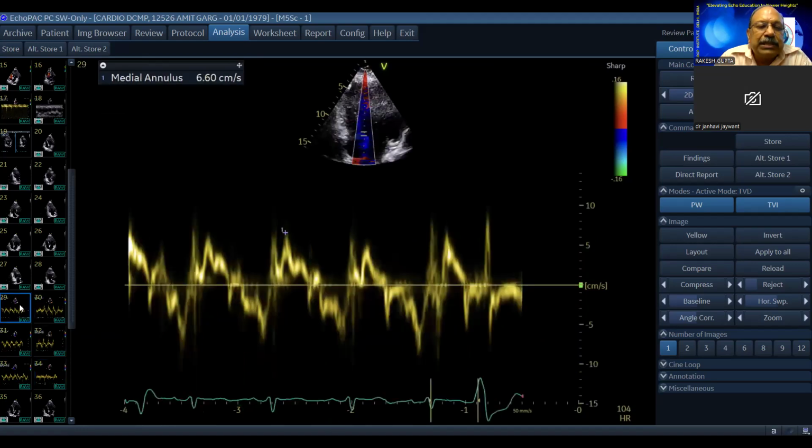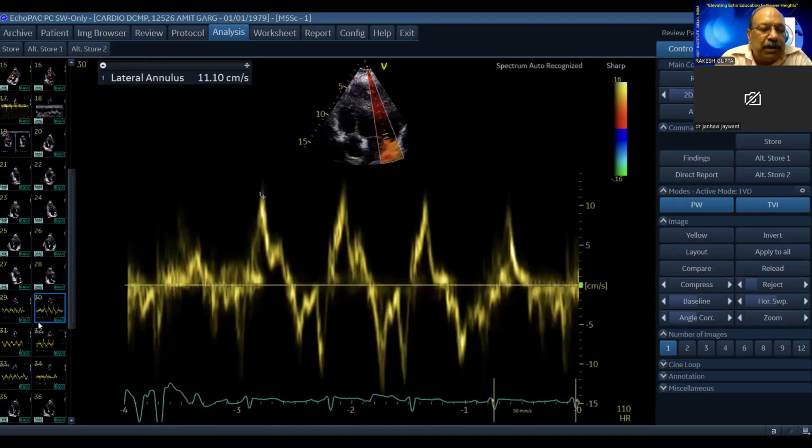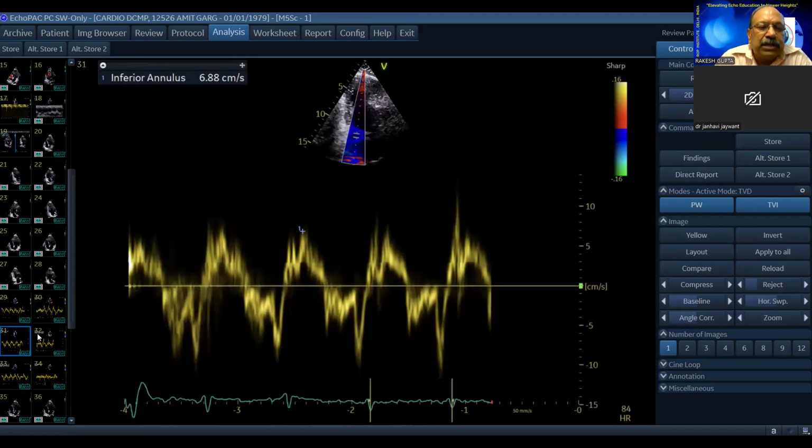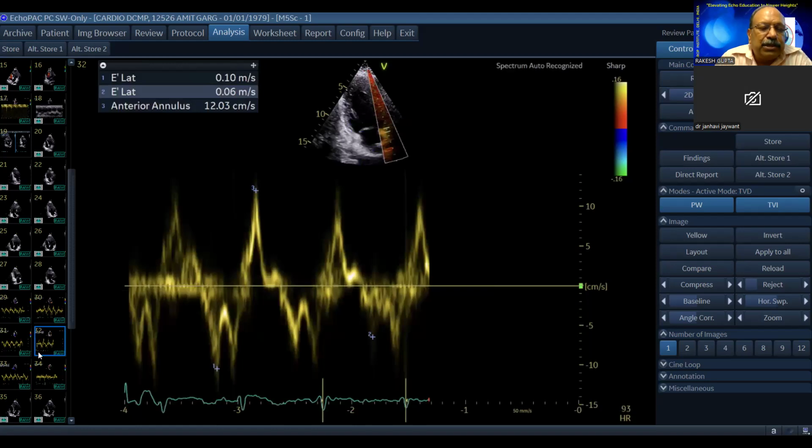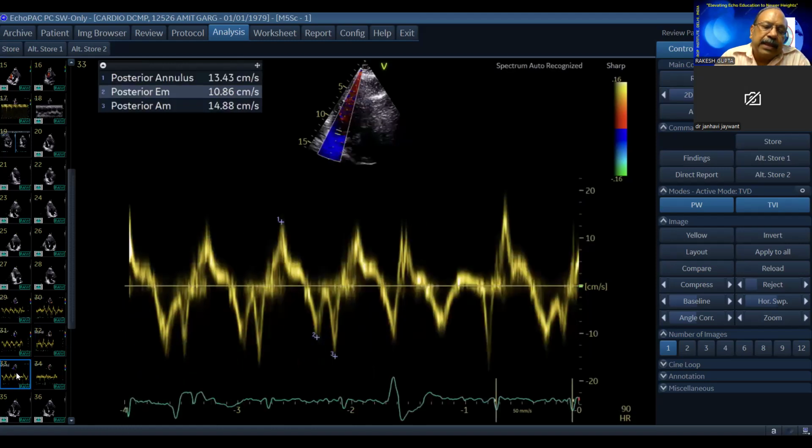Now look at this. Septum is reduced, medial is reduced, lateral is normal, inferior is reduced, anterior is normal, and so is the posterior. So out of 5 velocity, 2 of them, septum and inferior, are reduced, rest all are normal. Now concentrate on this imaging quality.